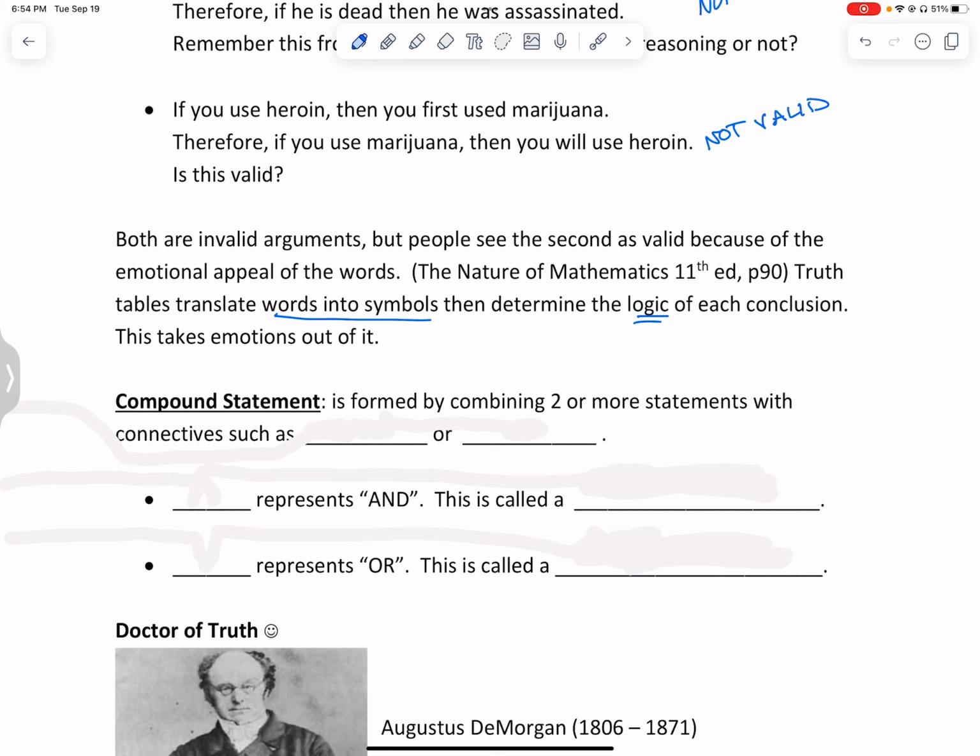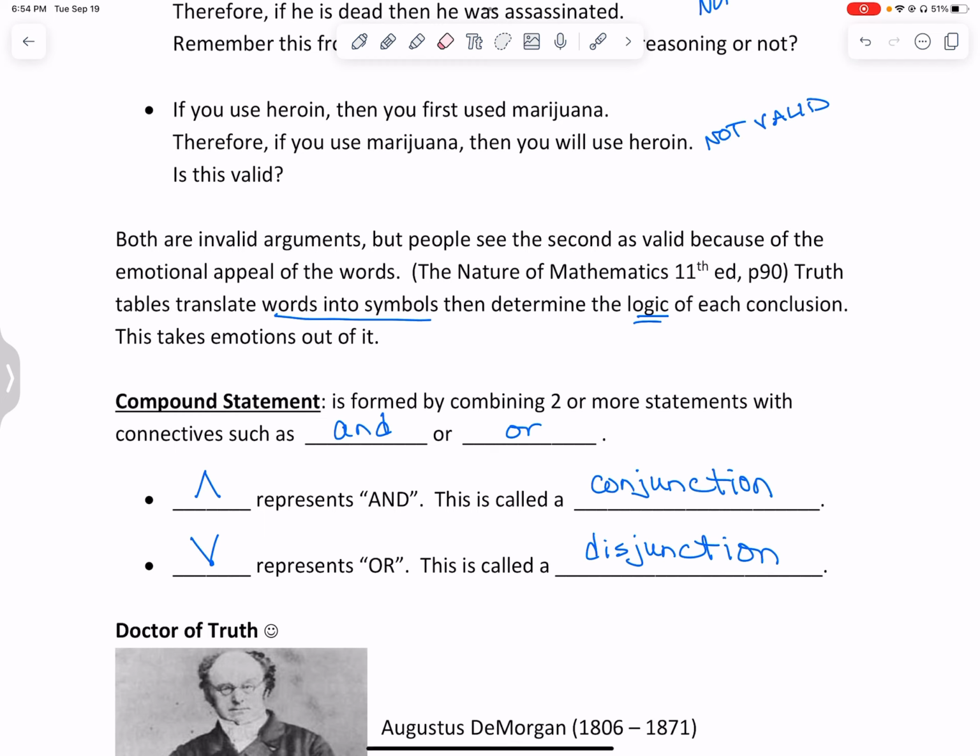Okay. So here's some compound statements. Okay, so a compound statement is formed by combining two or more statements with words like and, or. So and is represented by that. I call that a caret. It's represented by a caret. It's called a conjunction. Okay, so I call this symbol a caret, but the and is actually called a conjunction.